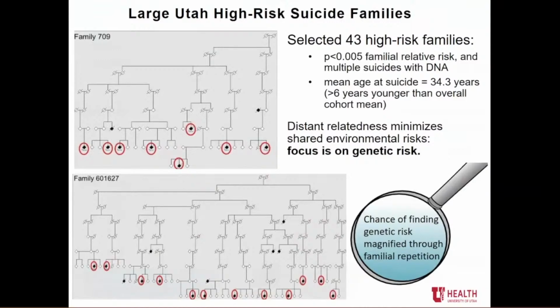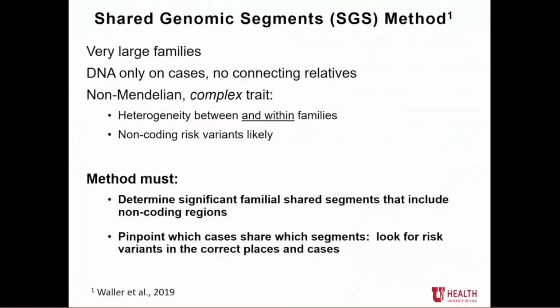The distant relatedness in these families means that these individuals really don't share very much in the way of environmental shared family risk factors. They're really high risk mainly because of genetic risk that they may share from their common ancestors. And really the chance of finding genetic risk in these families is truly magnified through the familial repetition of these individuals. So it's a really powerful statistical design for looking for genetic risk.